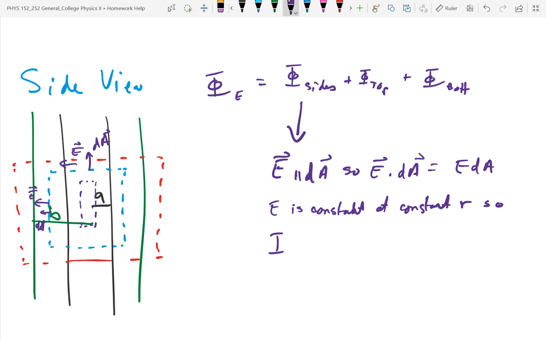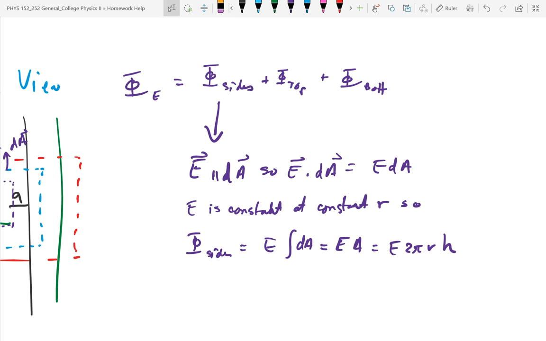So the flux on the side is equal to E times the integral of dA, which equals EA. The area for the side of a cylinder is the circumference of a circle, 2 pi r, multiplied by the height, which I said doesn't matter, but I've still got to put in the height. So there's the flux on the side. And this flux on the side is going to work for any of the three regions, so I went ahead and didn't put 1, 2, and 3.